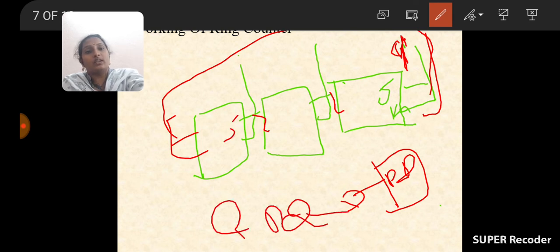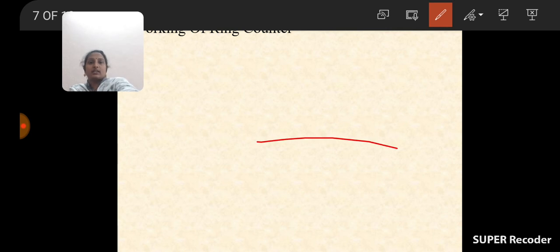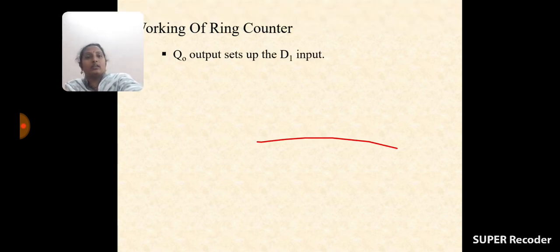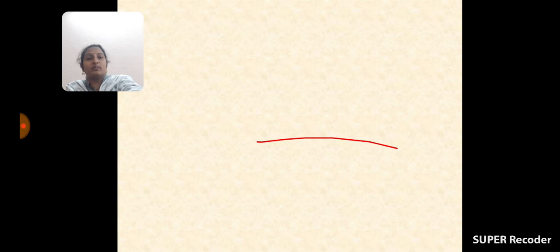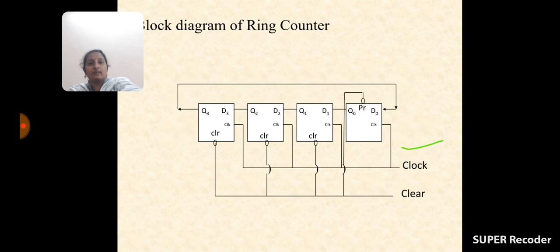But here two inputs are there, so the two inputs are tied together, and they are applied to the previous stage's high level output. But the operation is the same, whether the flip-flop is constructed with the help of D or with the help of JK. In JK, both J and K inputs are connected together.